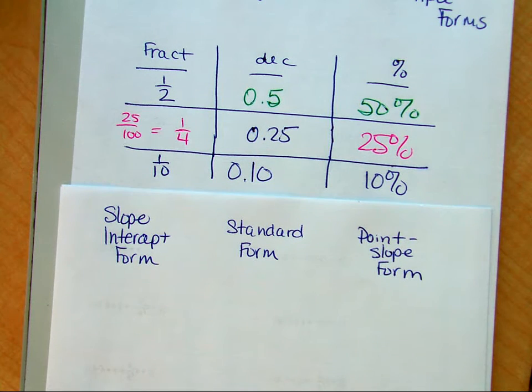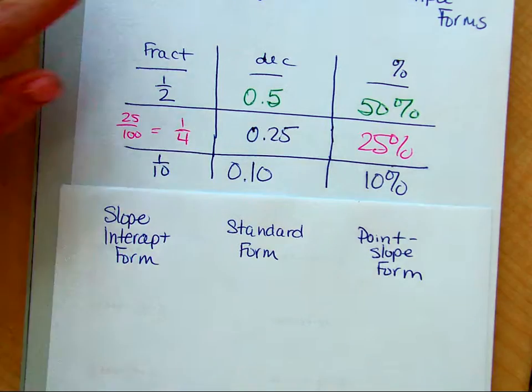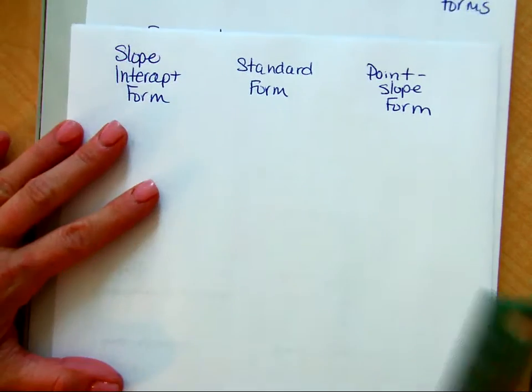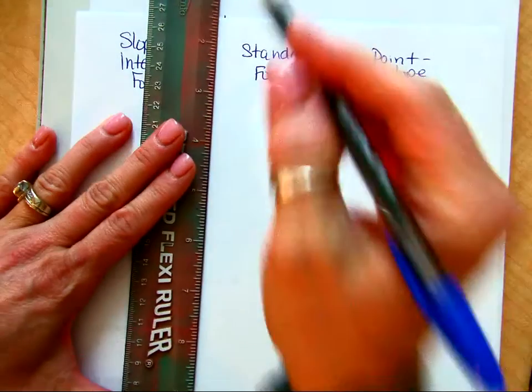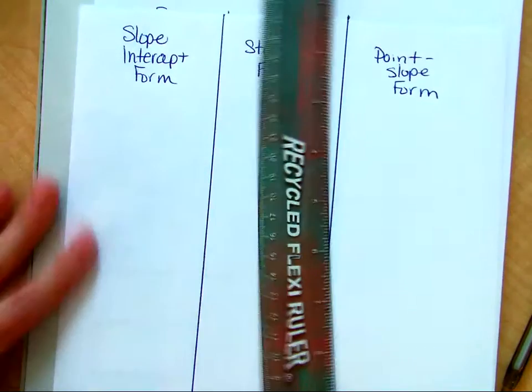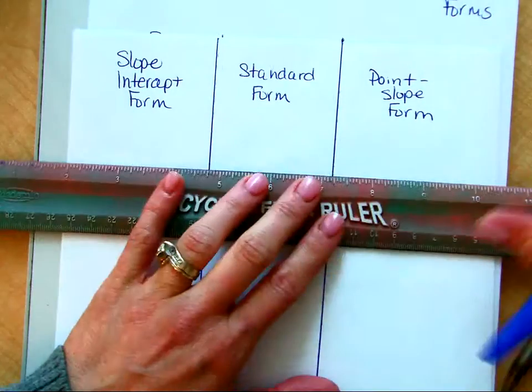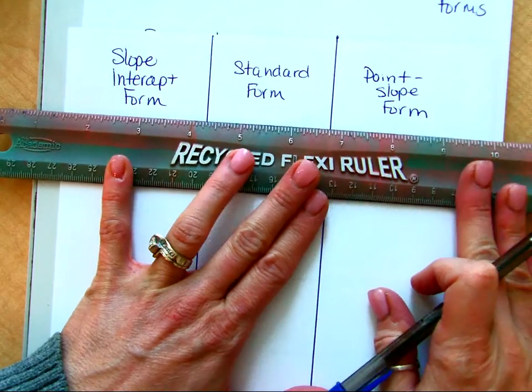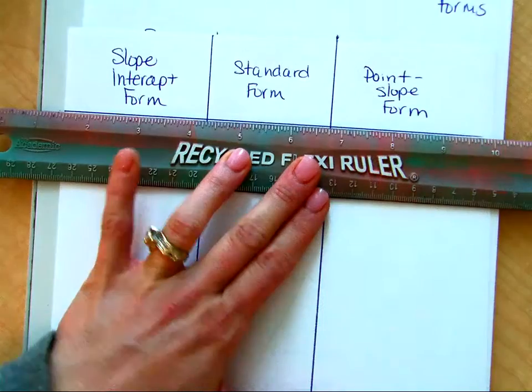Okay? So these are going to be the 3 columns that we are converting back and forth between, just like fraction, decimal, percent. Okay, so these are going to be the tops. Your lines do not have to be perfect, that's fine.